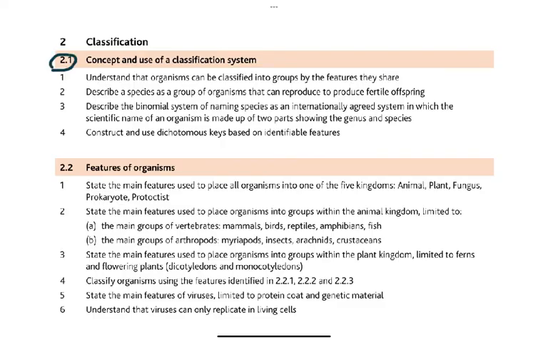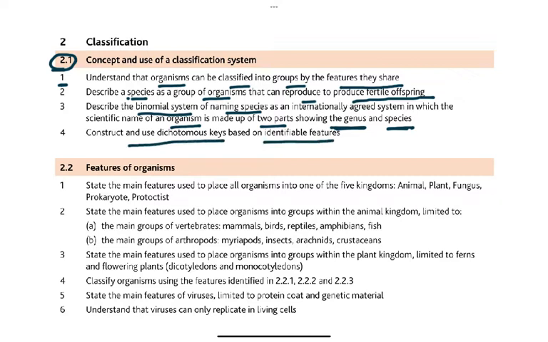Now in this video we are going to discuss 2.1. The first point is to understand that organisms can be classified into groups by the features they share. Then describe a species as a group of organisms that can reproduce to produce fertile offspring. Describe the binomial system of naming species as an internationally agreed system in which the scientific name of an organism is made up of two parts, showing first the genus and then the species. Construct and use dichotomous keys based on identifiable features. So these are four points which we need to discuss in this video so as to cover 2.1 of the syllabus.